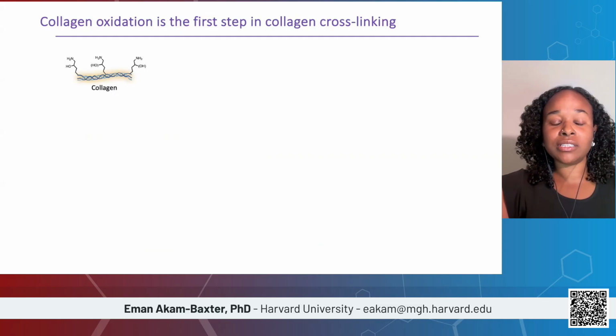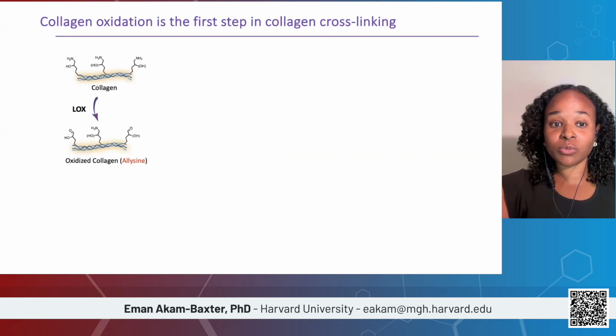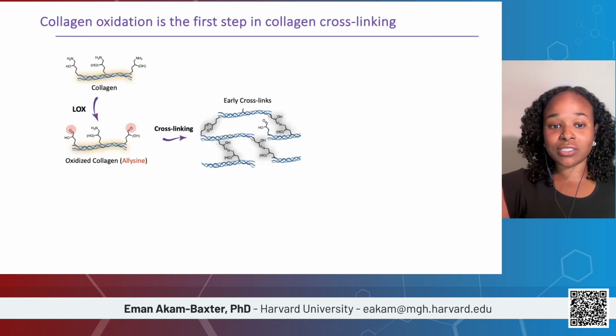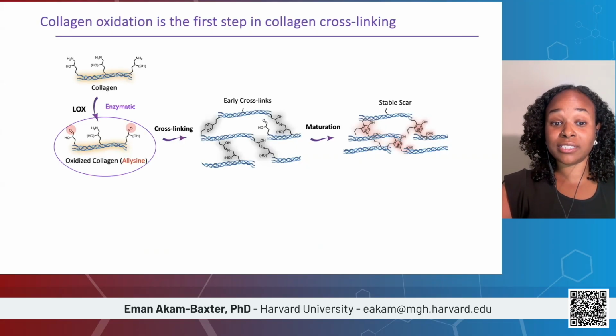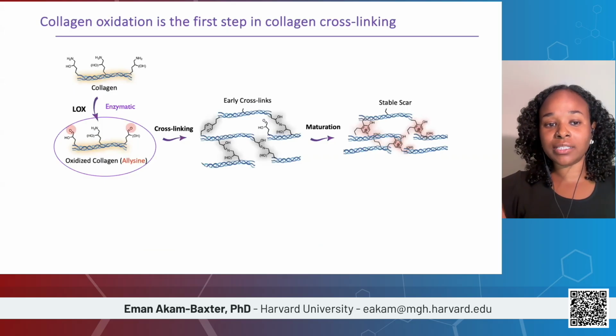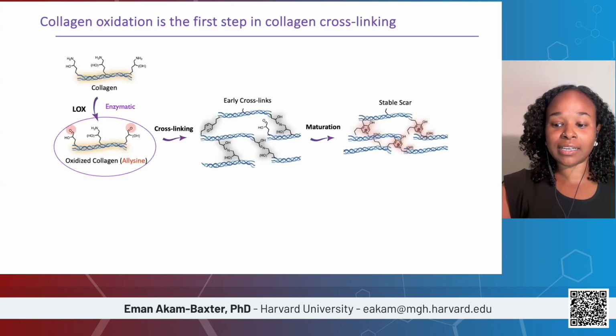We know collagen cross-linking starts with the oxidation of collagen lysine groups to form these allysine aldehydes. These aldehydes are key because that's what initiates cross-linking. They can react with each other or with other lysine groups on nearby collagens to form these early cross-links, and those cross-links can further react and rearrange to form the stable scar tissue. But as I mentioned, the key here is formation of these aldehydes. They're the only enzymatic step in the collagen cross-linking cascade.